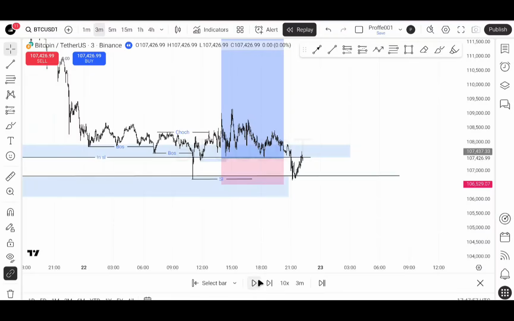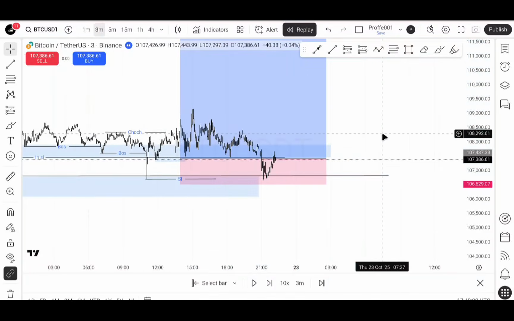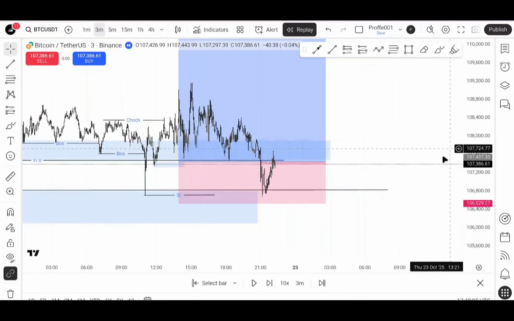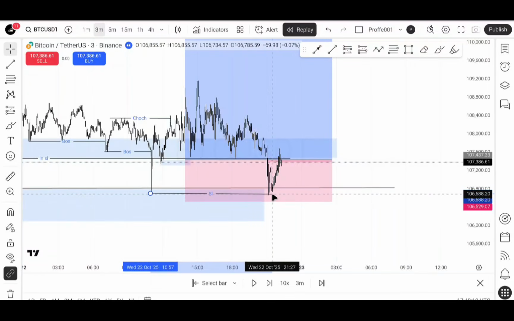Okay, see what happened here. This trade almost took us out. You see what I told you guys, it almost took us out. See why it's very important to cover the lows. We almost got out of the trade, guys.